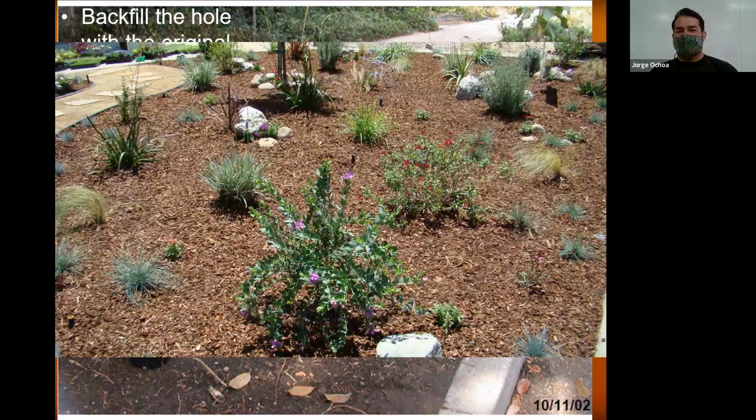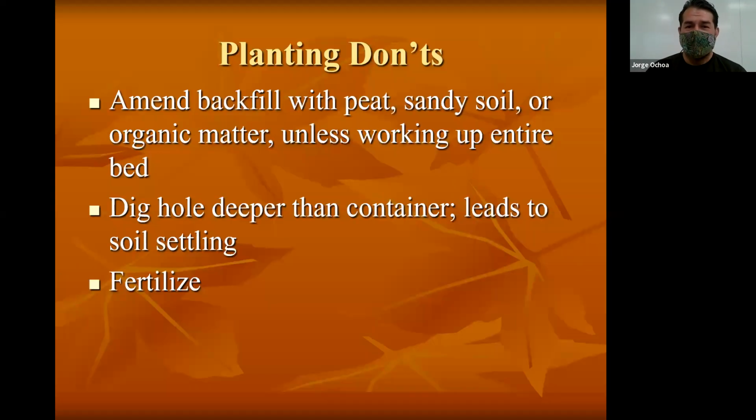And here's just a photograph of the newly installed landscape with mulch, and the mulch has that extra finishing touch that gives it a finished look.